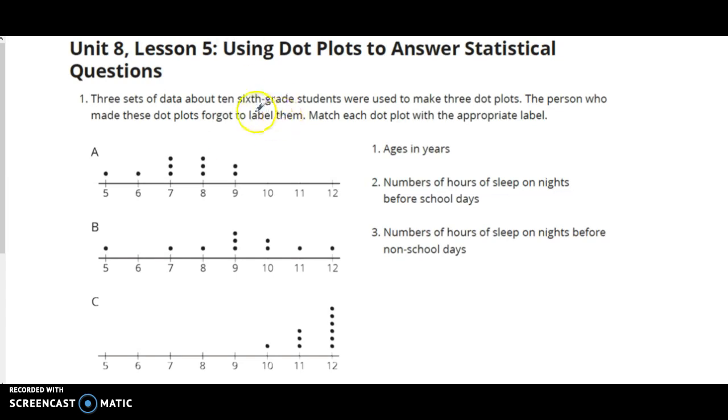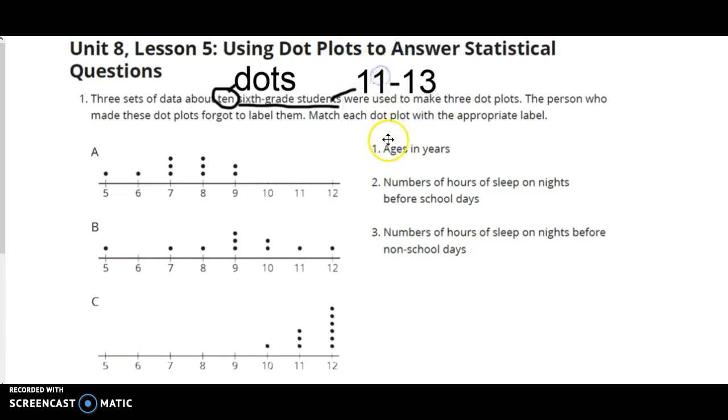So a couple things I noticed. First of all, these are sixth grade students. There are 10 of them. So that means I should have 10 dots because I know that each dot represents a student. If there's sixth grade students, but how old would we say they are? Yeah, maybe 11 or 12. We could say maybe 11 to 13, just to be safe.